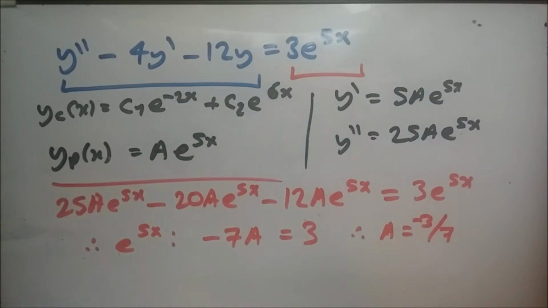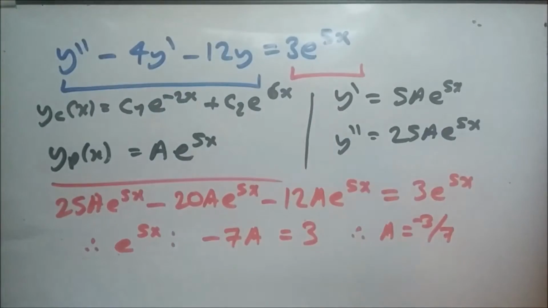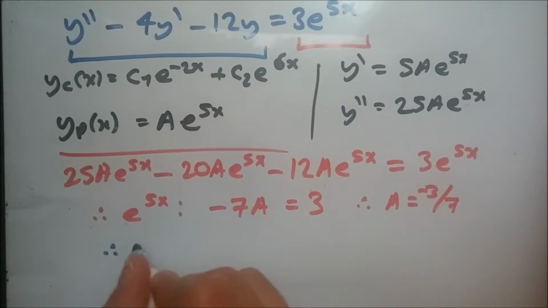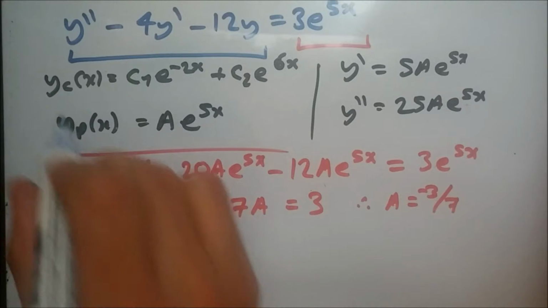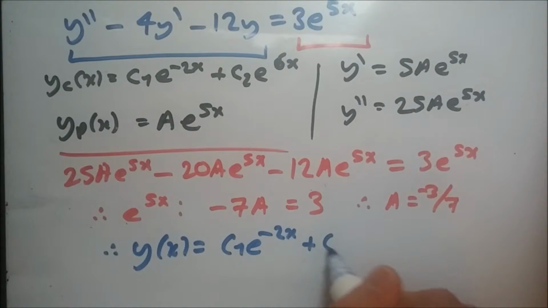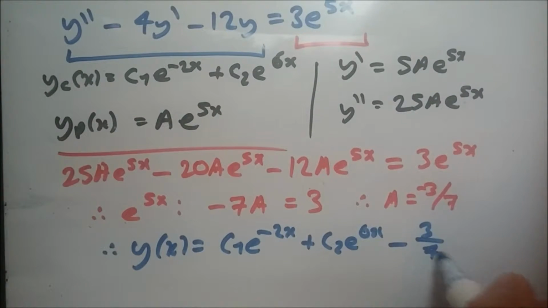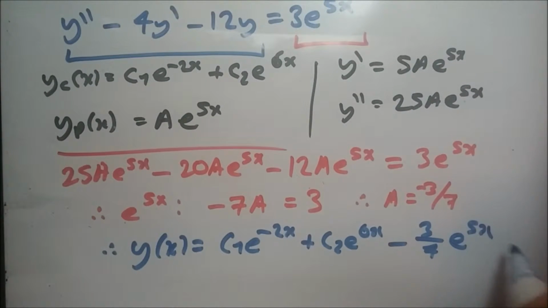Now you got a, and all you do is substitute this into here, and then hence our general solution for this part is going to be this plus this, so it would be c1 e^(-2x) plus c2 e^(6x) minus 3 over 7 e^(5x). That's it. This will be the first part done. So now I'm going to work on the second part. Okay, guys, and I'll show you the tables for right now.